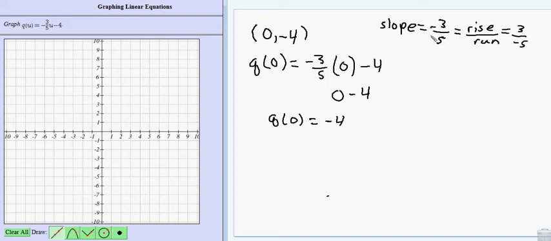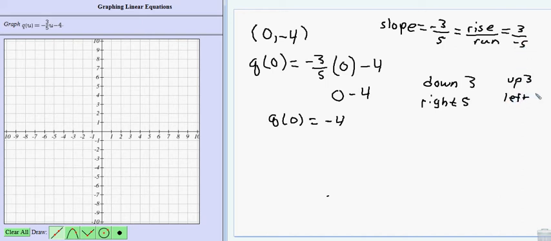So when I move over to the graph, I'm going to start at the point (0, -4), and then since the rise is -3, that means I need to move down 3. And then since the run is positive, that means move to the right. So I'm going to move to the right 5 units. Now you could instead put the negative in the bottom, which means my rise would be positive, which means to get from one point to the next, I'd move up 3. And then my run would be negative, which means move to the left 5.